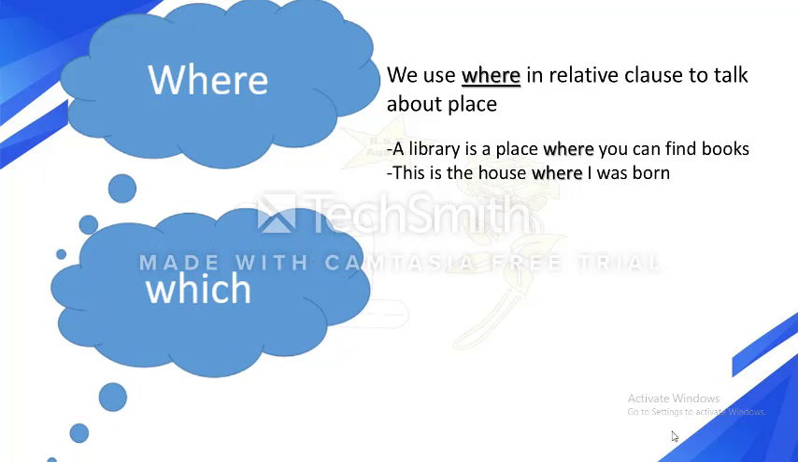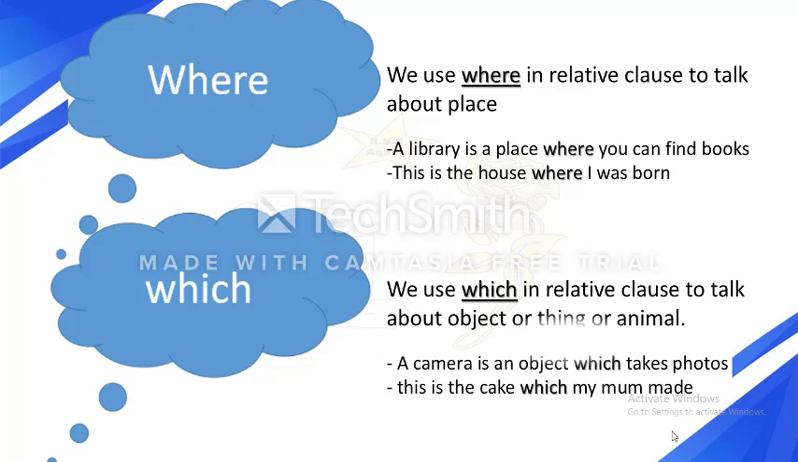Which. We use which in relative clause to talk about object or thing or animal. Which for object or thing or animal. شيء, حيوان. We are talking about which as a relative pronoun. Let's take the examples. A camera is an object which takes photos. This is the cake. We are talking about cake. Something, okay? Anything. Which my mom made.